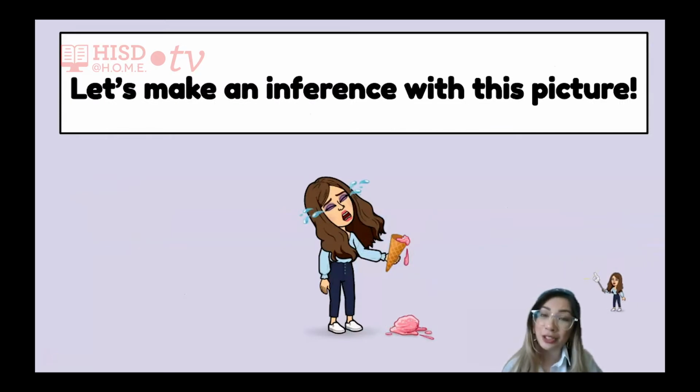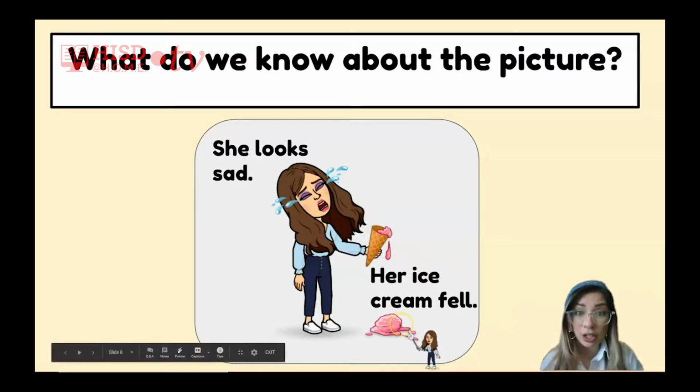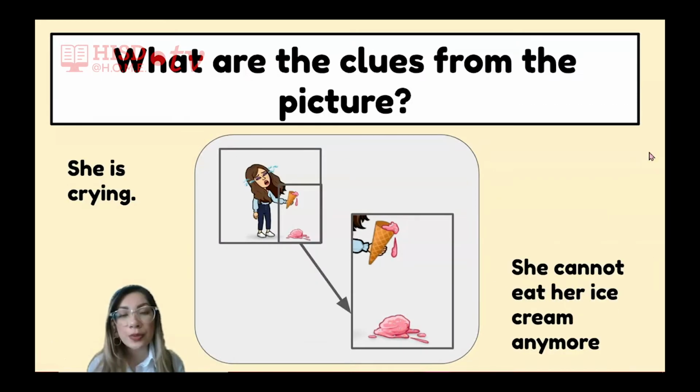Let's make an inference with this picture. What do we know about this picture? If I look at her face, she looks sad. You see here? She looks sad. And her ice cream fell because I can see her ice cream on the floor. So that's what I know about this picture. What are the clues from the picture? If I look at her face again, I can see that she's crying. And I can see her ice cream on the floor, which means she cannot eat her ice cream anymore because nobody wants ice cream from the floor.